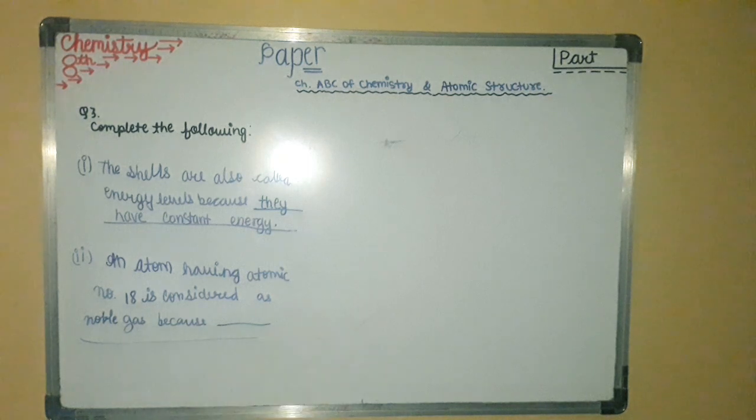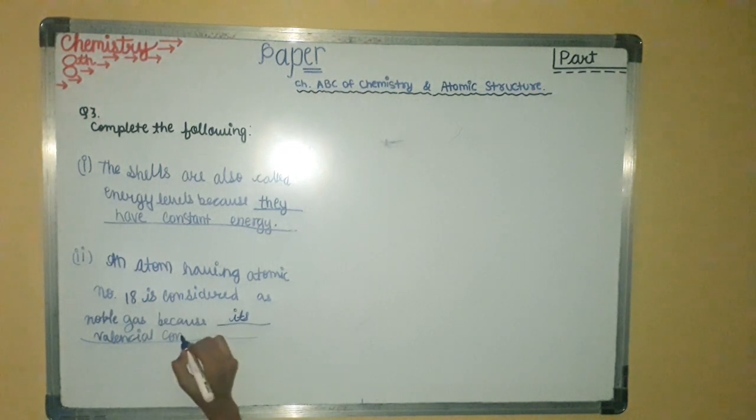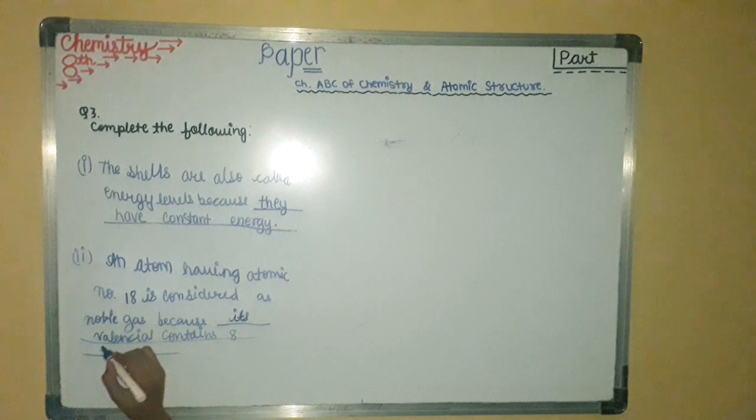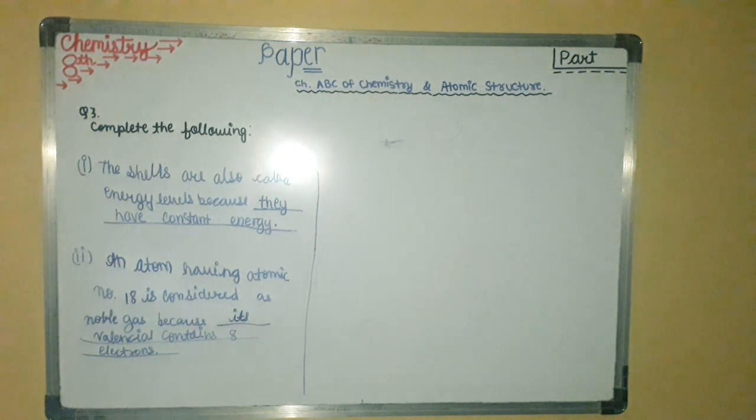The underlined words will be the answer: because its valence shell contains 8 electrons. This is the answer. I hope you've understood the third question. Now, let's move towards the fourth question.